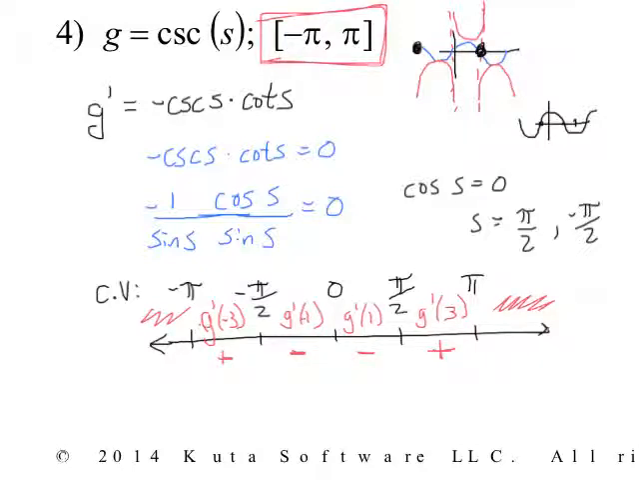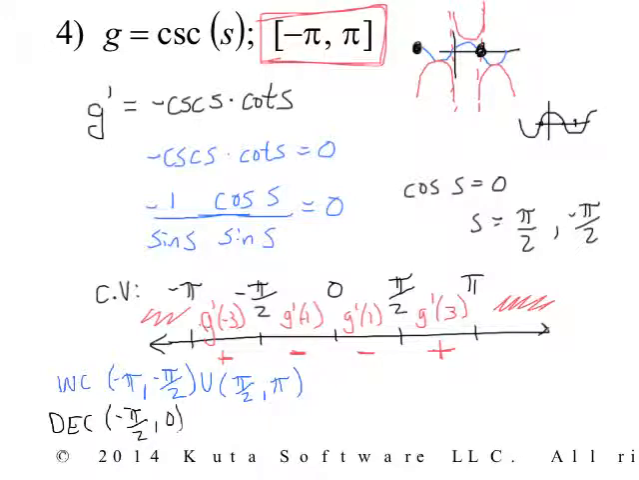So the conclusion we draw is we have increasing intervals from negative pi to negative pi over 2, as well as pi over 2 to pi. And we have decreasing intervals from negative pi over 2 to 0 and 0 to pi over 2. And it's important that we break it here at 0 because we have a discontinuity there.